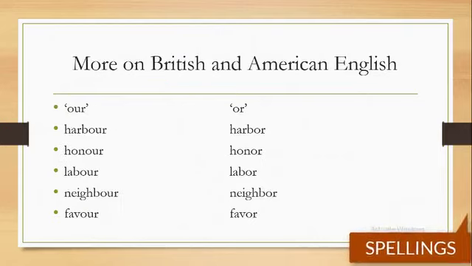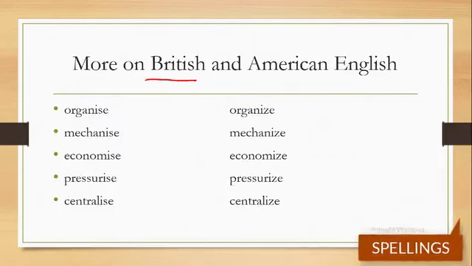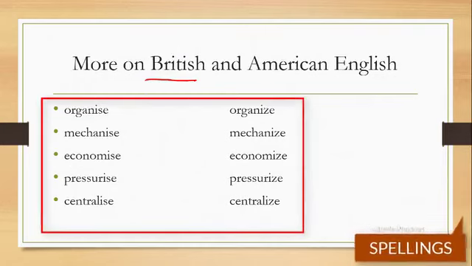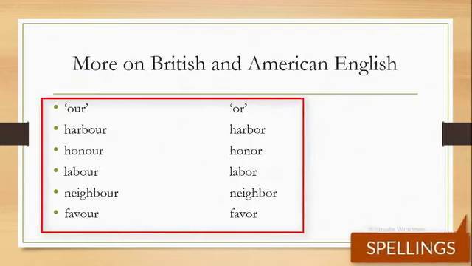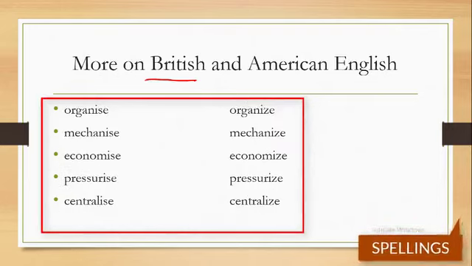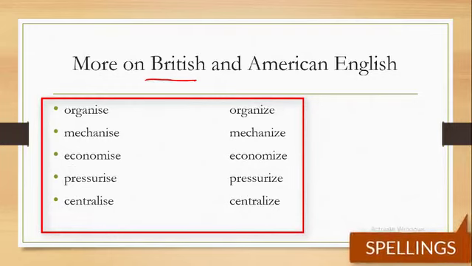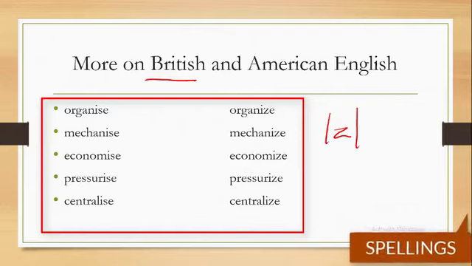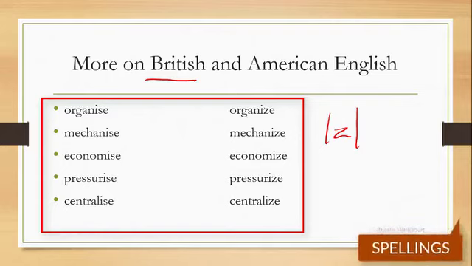As you can see, we have also mechanize and economize. Even though they are spelled with the S in British English, they are pronounced with the Z sound. This consonant sound is represented by this phonetic symbol, so it is organised, but it is spelled in British as S, but in American as Z.